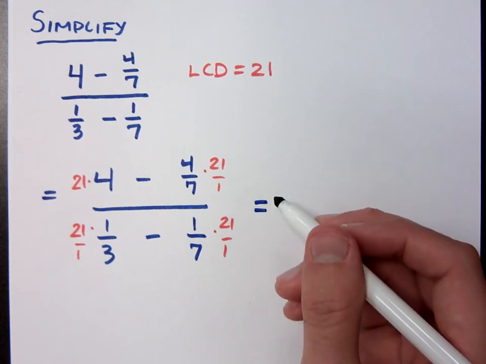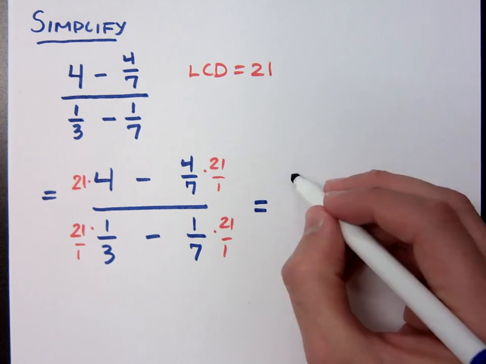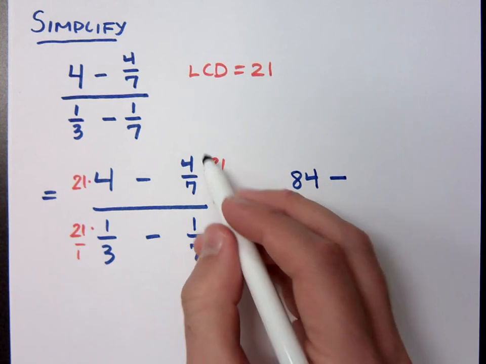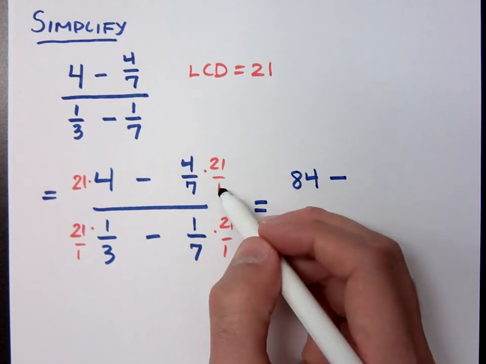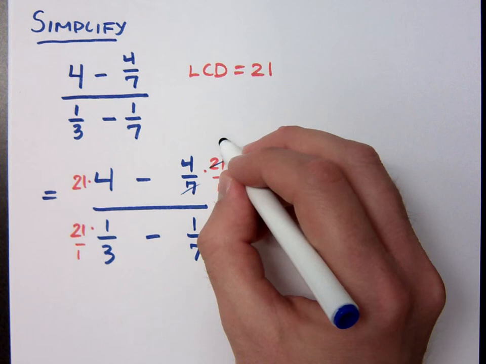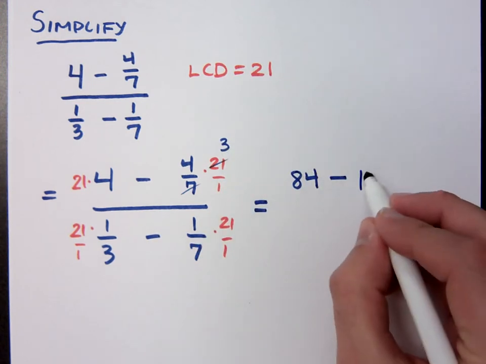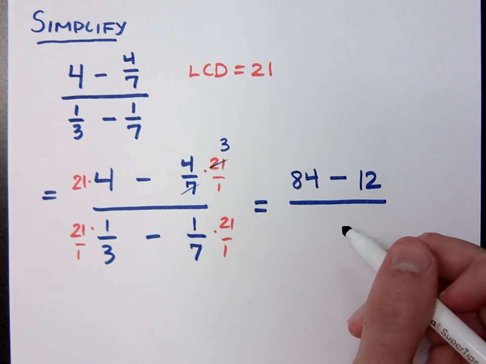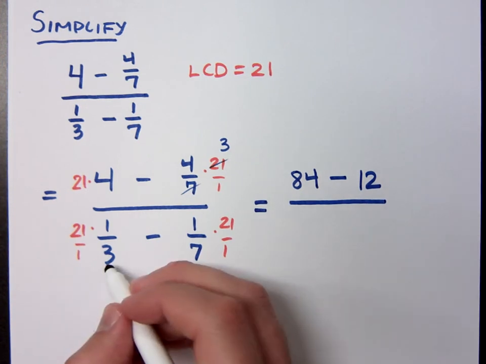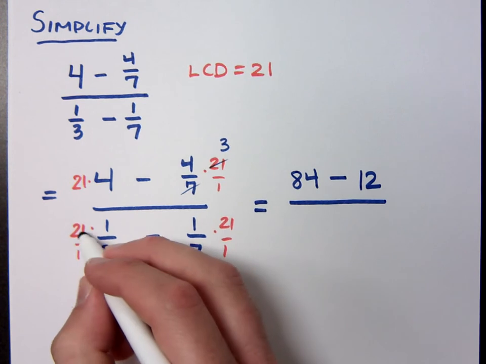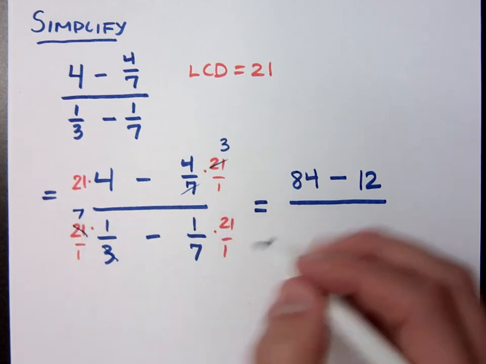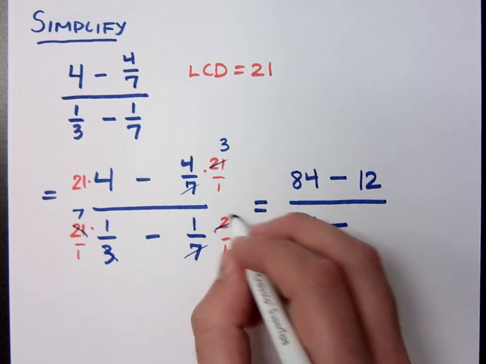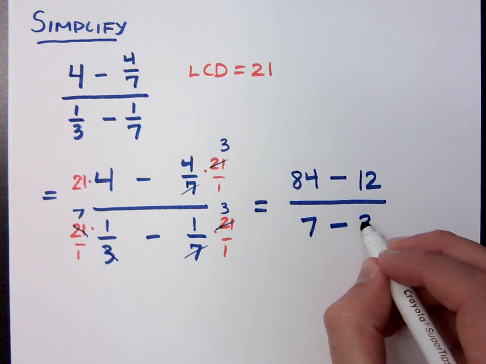21 times 4 is just 21 times 4, so what is that? 84. That's 84 minus what happens here. 12. 7 goes into 21 3 times, so you just get 12. If you are really using the LCD, all of those denominators should cancel. What about down here? 21. 3 goes into 21 7 times, so that's 7 minus what? 7 goes in here 3 times, so we get 3.